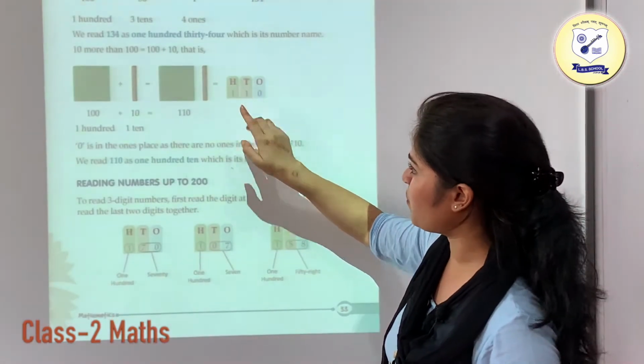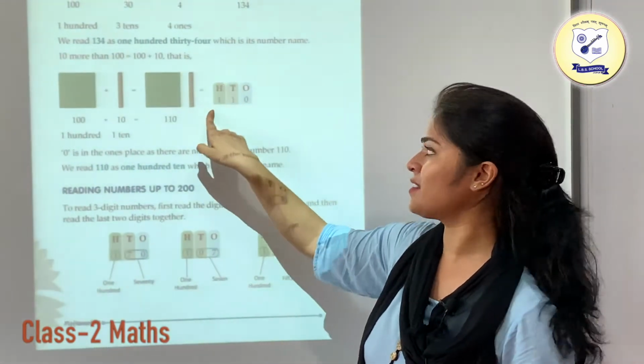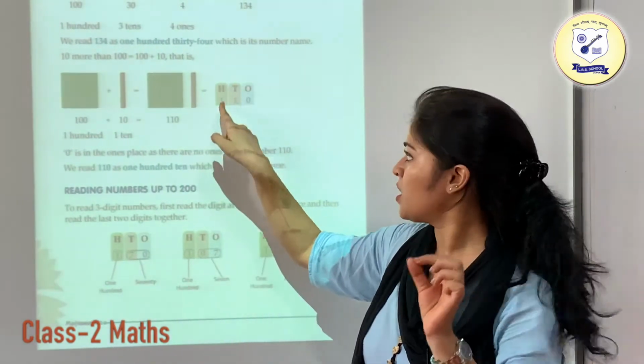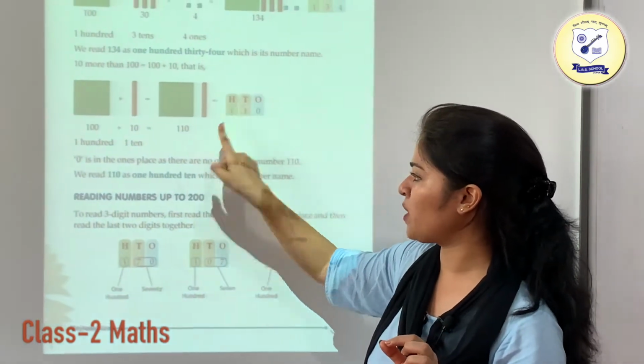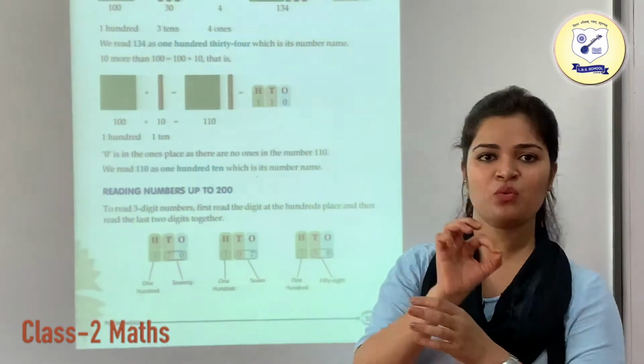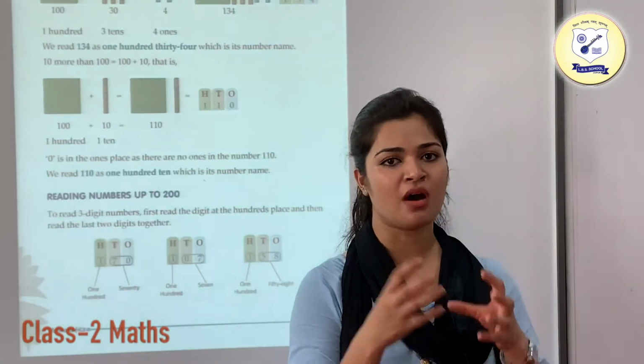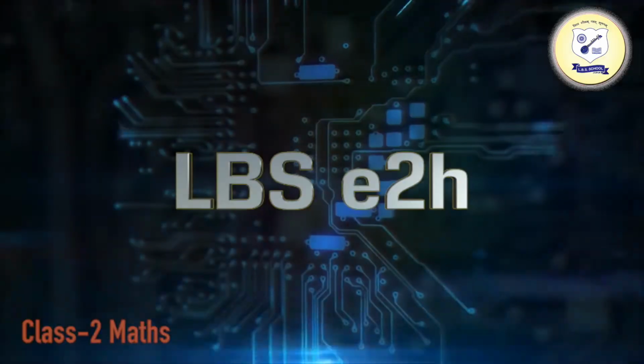Like you can see here we have 110. This is your ones place, this is your tens place, and this one is your hundreds place. So this belongs to hundreds place, so what we are going to write is 100. Now after that we have 10, that is your 10. So we have written 110. So that is going to be the number name of 110.